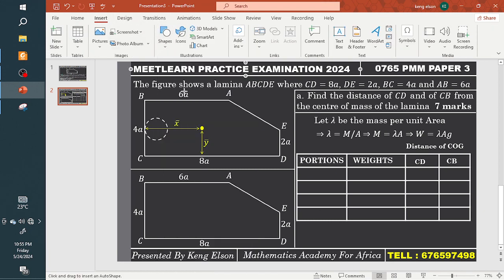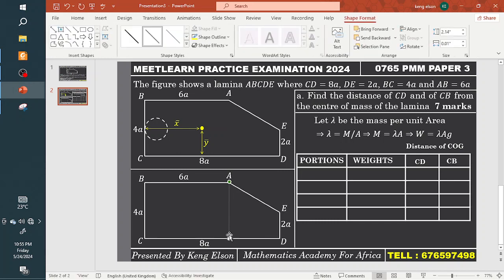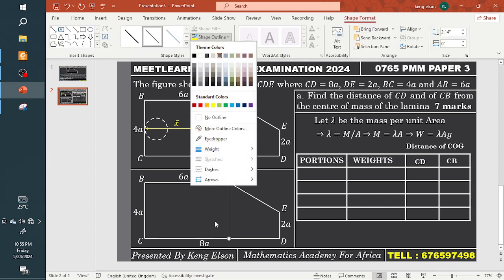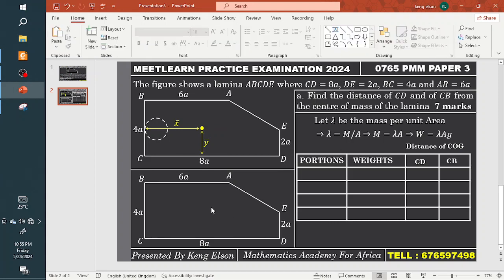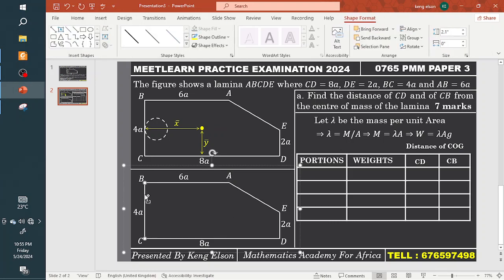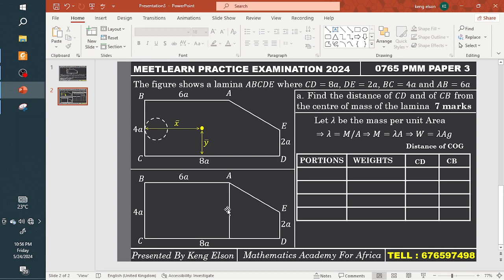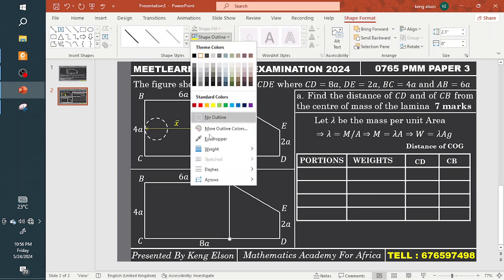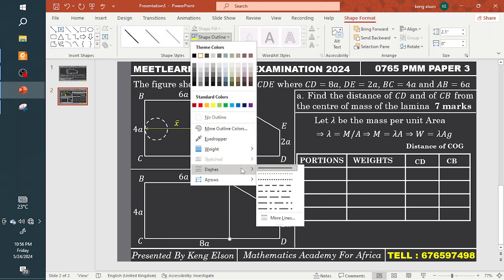Let us see what portions to take. We could divide. We'll have this portion, the square, right? No, the rectangle, pardon, the rectangle. Make this line to be purely vertical. Give it a coloration. I can just copy this little line and paste and place it here. Put it in dotted to indicate that I actually introduced it.